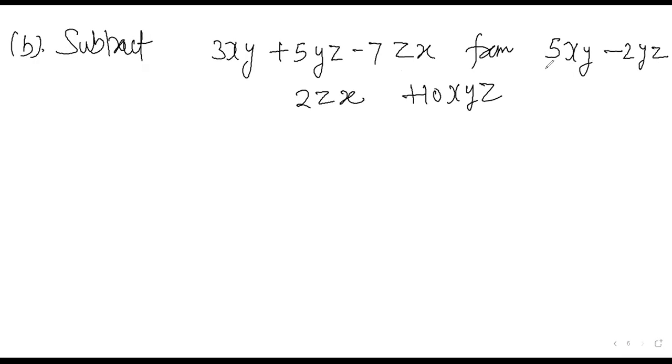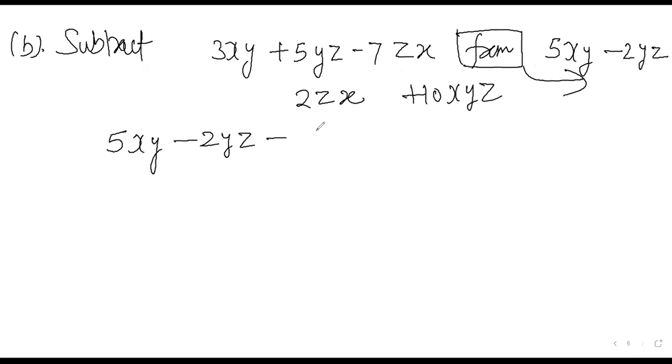This is the problem. So I told you, what is written after "from", you have to take firstly. So 5xy minus 2yz. Now what is the sign of zx? Let me see. zx will be negative. So minus 2zx plus 10xyz. This is in the bracket, with horizontal I am doing.